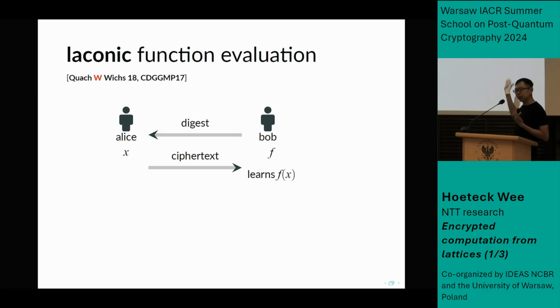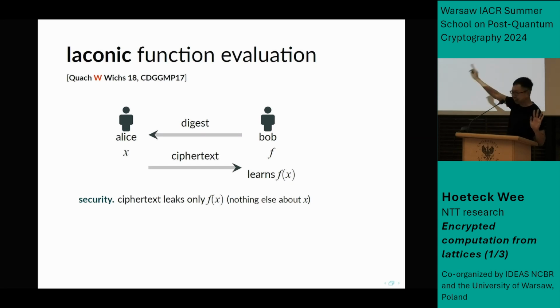In particular, Bob will send one message. Alice will send a second message that depends on Bob's first message and depends on X. From these two messages, Bob should learn F of X. Moreover, we require that the second message, which we call the ciphertext, should only leak F of X. Correctness says you need to leak F of X, and that's all. It should hide everything else about X.